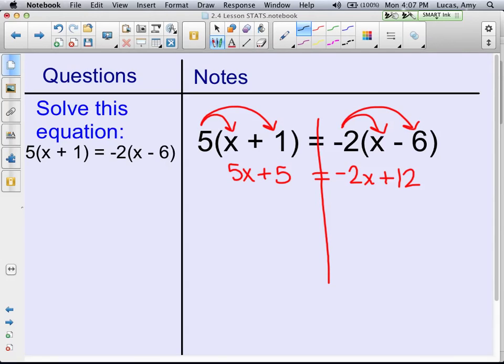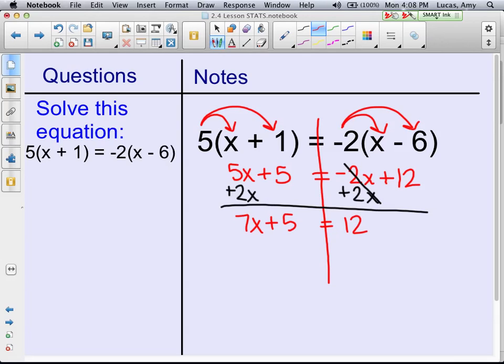So I'm going to move on to the third step. I need to get my variables on one side. I prefer, when I have variable on each side, to eliminate the smaller one. So the smaller one would be -2x. So I would like to add 2x to that, because +2 and -2 are opposites, they'll cancel out. Then the result is 7x plus 5 equals 12.